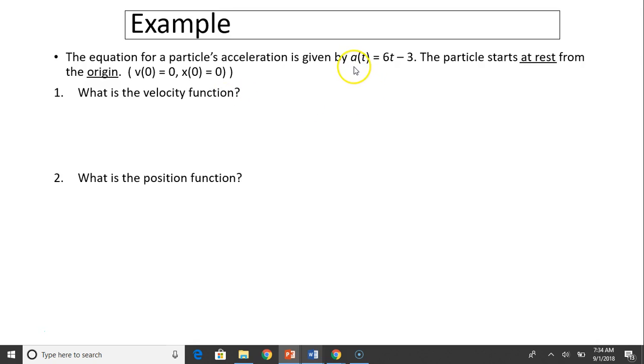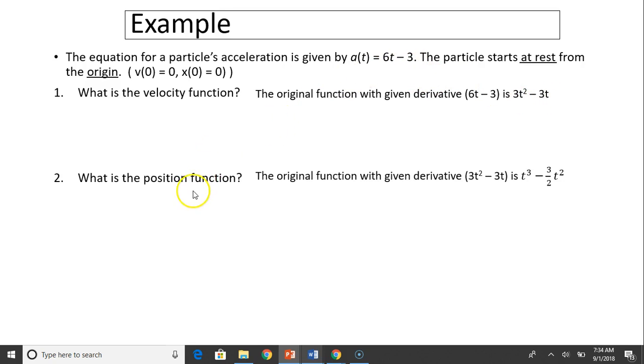So the velocity function is the original function whose derivative is 6t minus 3. So what is the original function whose derivative is 6t minus 3? That is 3t squared minus 3t, right? Going backwards, 3 times 2 times t, which is 6t. And the derivative of 3t is 3.